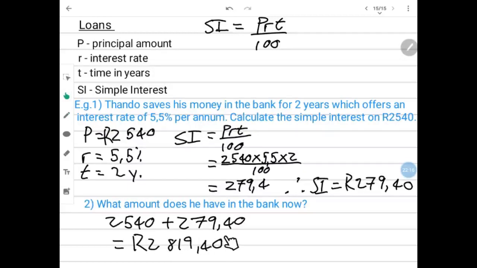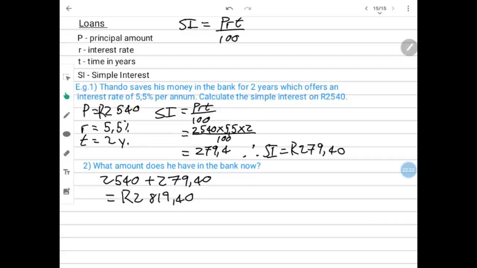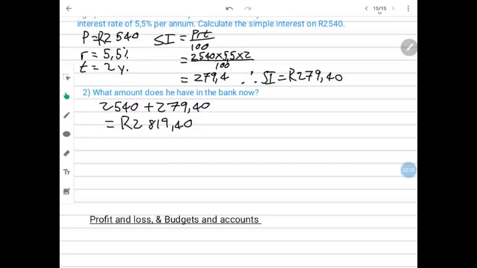I hope you got that. I'm going to stop here. Please make sure that you have this new book. The last few things for problem solving, the profit and loss and budgets and accounts, are similar types of calculations. It's also to do with percentage, and I think you can go through that yourself. It's in your textbook on pages 14 and 15.